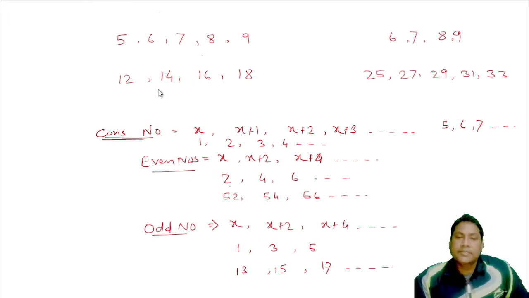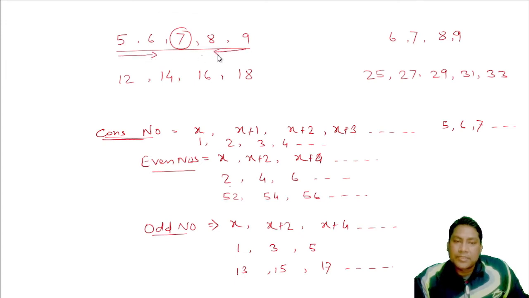So here are consecutive numbers. The middle number will be the average of these numbers: 5, 6, 7, 8 and 9. Here there are a total of 5 observations, so the middle observation is 7. If we go 2 places from here, and 2 places from the other side, there is 7 in the middle. So the average will be 7.